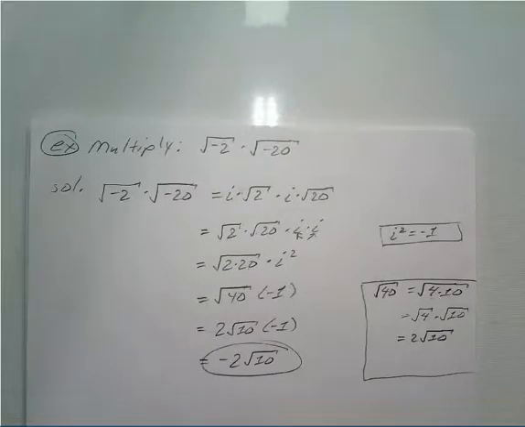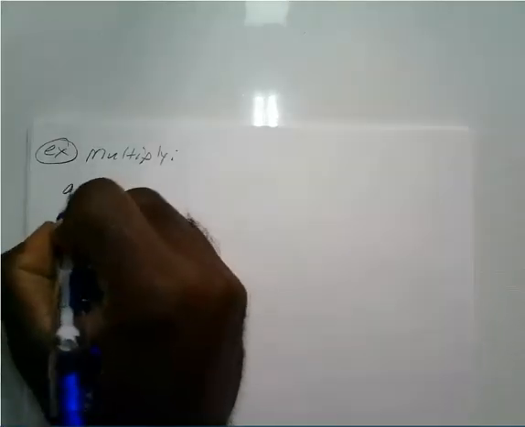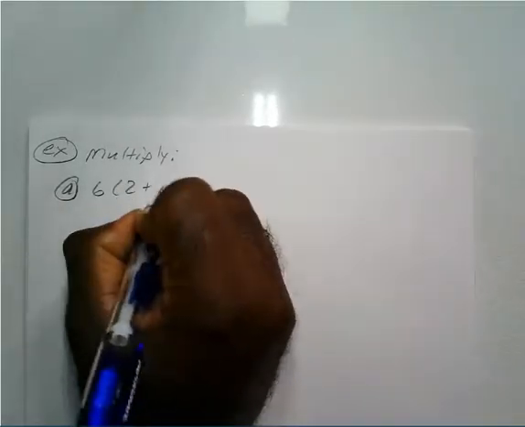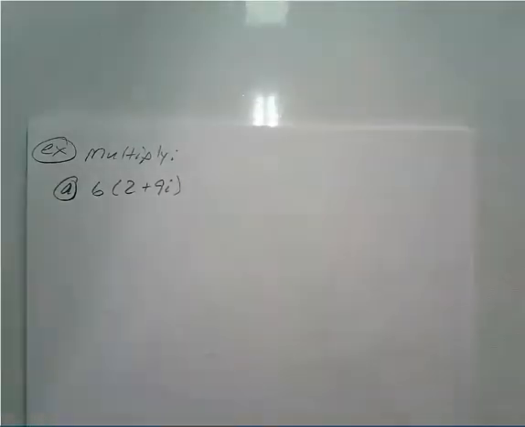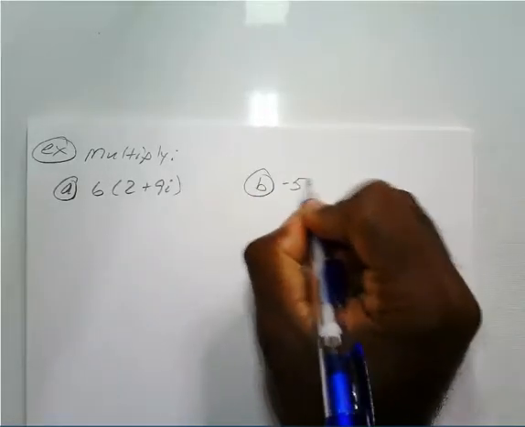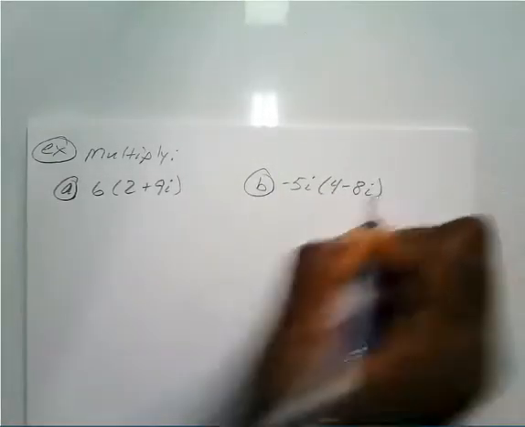All right, so let's go ahead to our next example. What if we wanted to multiply, let's say for problem A, you have 6 times 2 plus 9i. And let's say for problem B, you have -5i times 4 minus 8i.